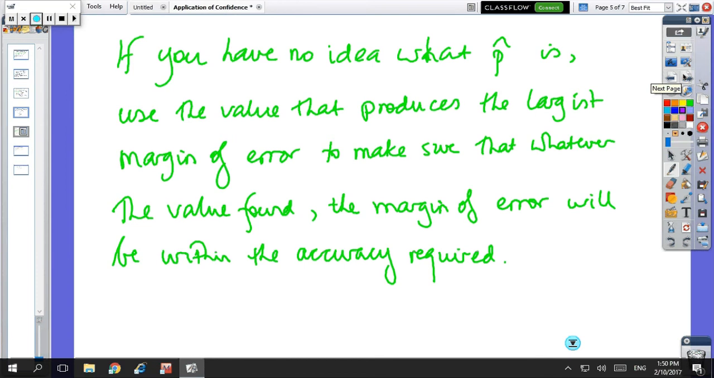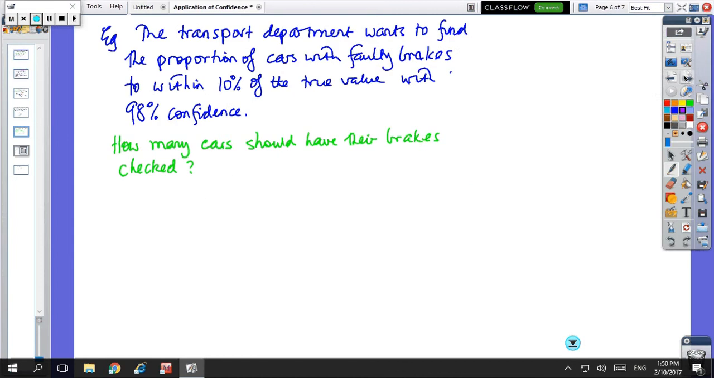So this next part, you don't need to copy it down. If you have no idea what your p-value is, we need to give a value that produces the largest margin of error. And so this invariably will just be 0.5. So if you just pick 0.5, if you don't have a clue where to start, that will give you the accuracy that you need. Don't need to copy anything now, let's look at an example.